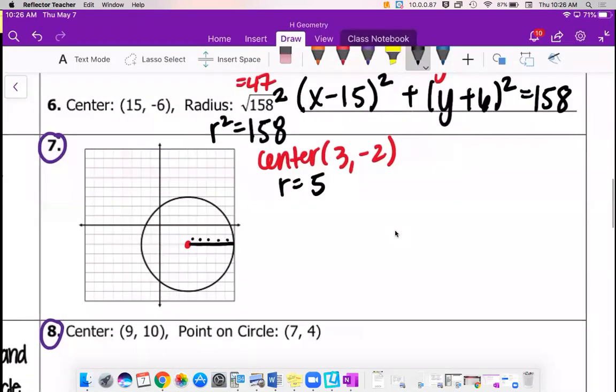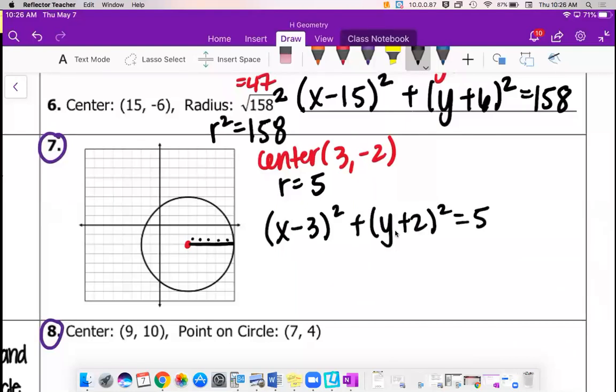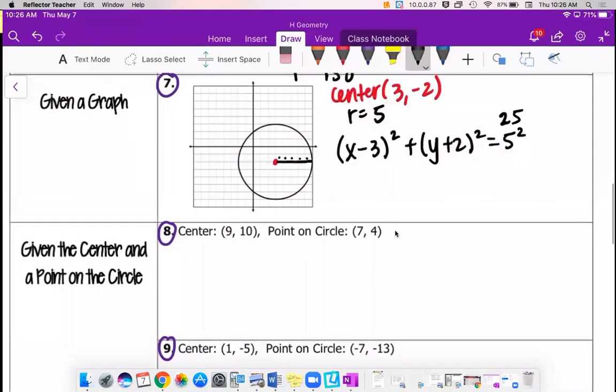And now I just use that information to write the equation like we did above. So it's going to be x minus 3 squared plus y plus 2 squared equals, and then the radius squared, which is 5 squared. And again, you can write this as 25 if you want to. Awesome. Okay, we're gonna switch it up and just do these next two.